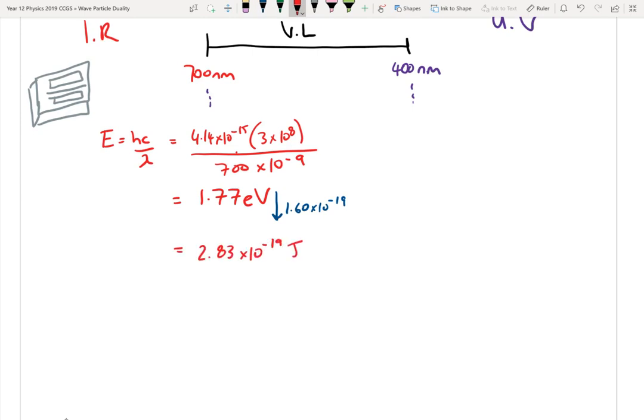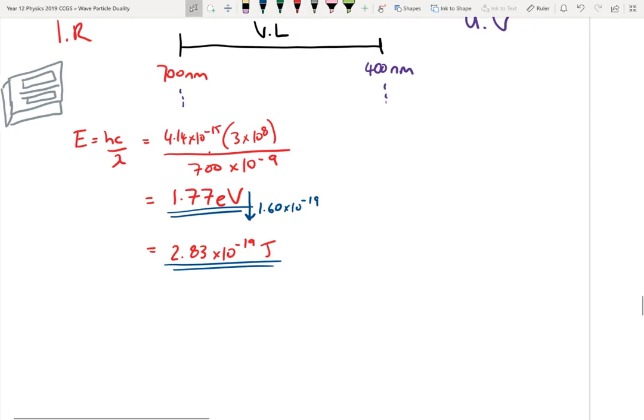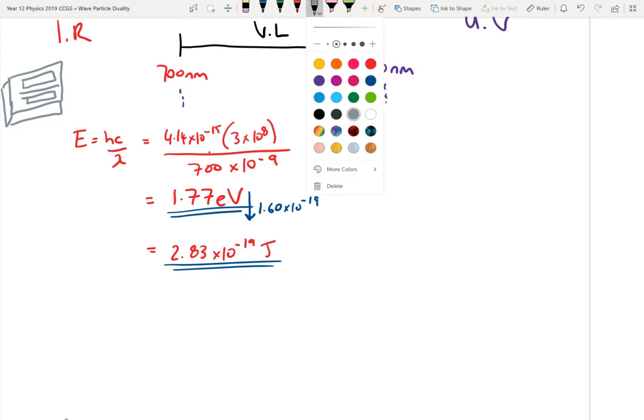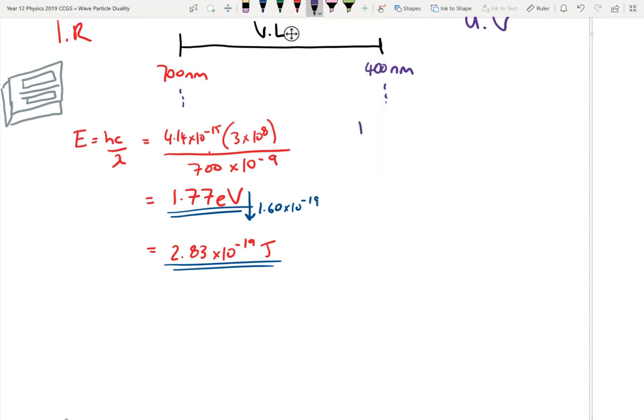Okay, so those are your energies in joules and in eV. Could you do the same for me in the next couple of minutes? Do the same for ultraviolet, please.